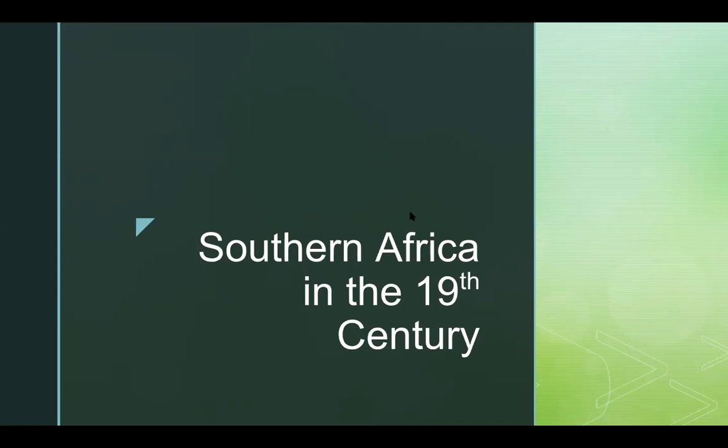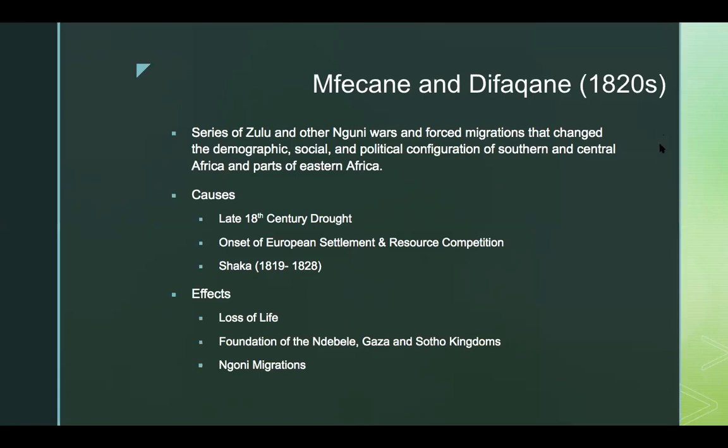All right, so first we are talking about what we call the Mfecane, or here I say and Difakane. But typically the words are used synonymously. Mfecane in the Nguni languages means crushing, and Difakane means the scattering. And these words refer to the same phenomenon, which was a series of Zulu and other Nguni wars and forced migrations that changed the demographic, social, and political configuration of Southern and Central Africa and parts of Eastern Africa as well.